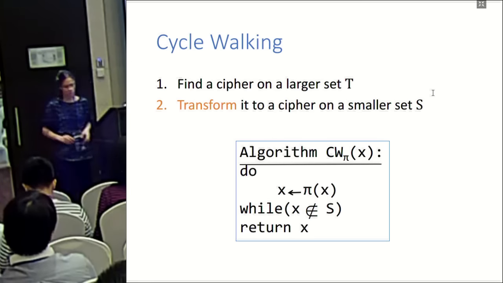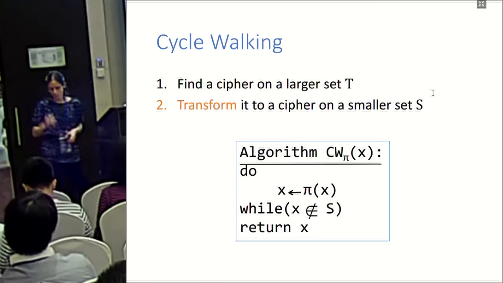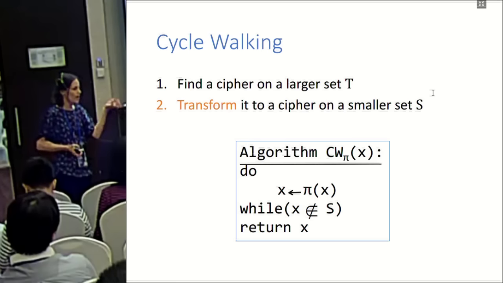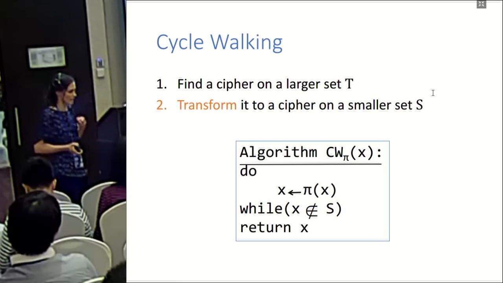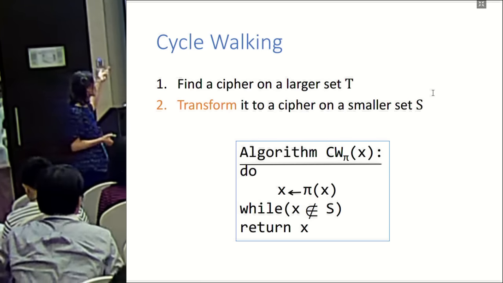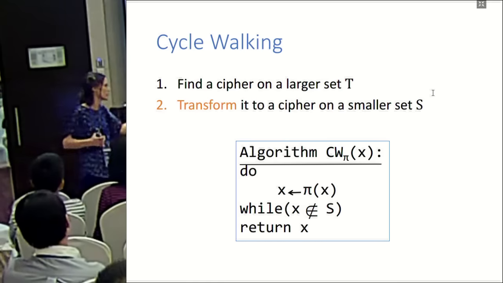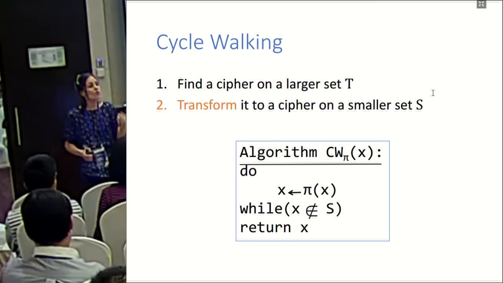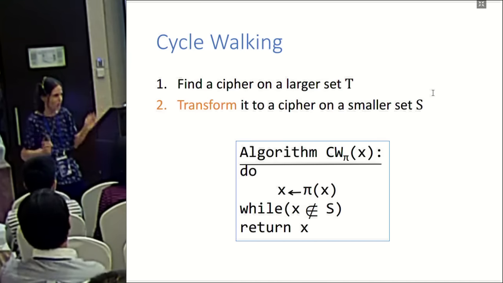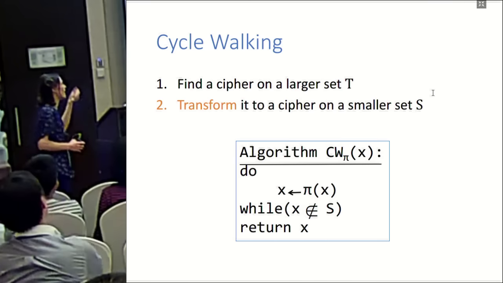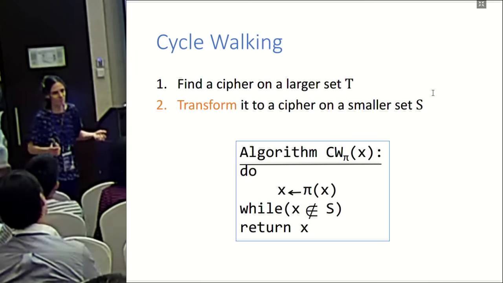So how do we take this cipher on the set T and get a cipher on the smaller set? And one of the canonical ways to do this is called cycle walking. The idea is that if you have a point in your smaller set S, you evaluate the permutation on your larger set, and you check, okay, did I get a point that happens to be in S, right? Because we can test membership in S. And if you get a point in S, great, you're done.